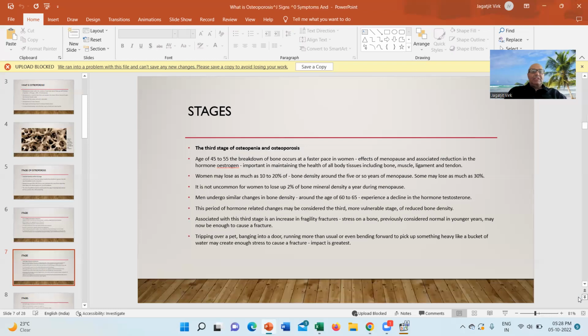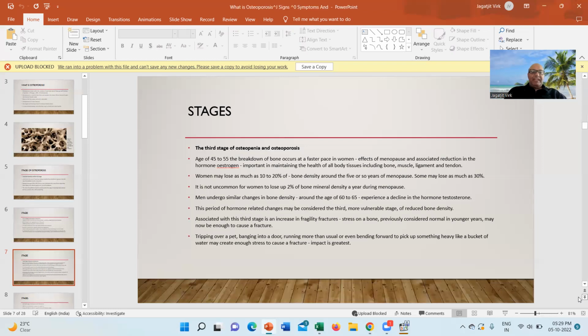Men undergo similar changes in bone density around the age of 60 to 65, experiencing a decline in the hormone testosterone. That is the result of that. This period of hormone-related changes may be considered the third, more vulnerable stage of reduced bone density. Associated with this third stage is an increase in fragility fractures, because stress on the bone, previously considered normal in younger years, may now be enough to cause a fracture.